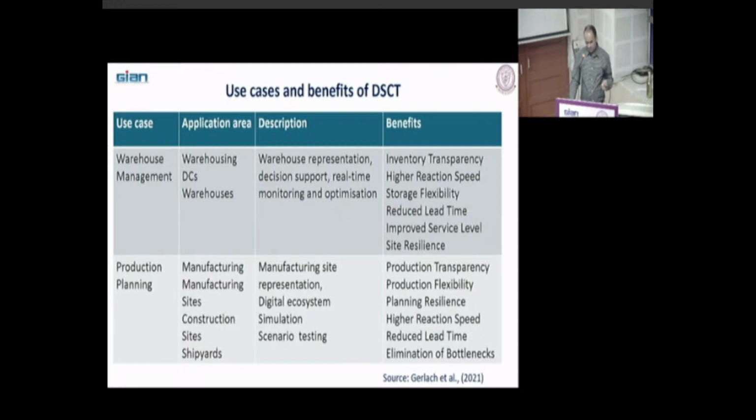Warehouse management, inventory transparency, storage flexibility. So many applications are there. Higher reaction speed. Production planning, production transparency, based on your supply, demand, how much production you want to make, how fast you can make, how much resources you need to make that one. If you don't have the resources, what other options you have to make that production.